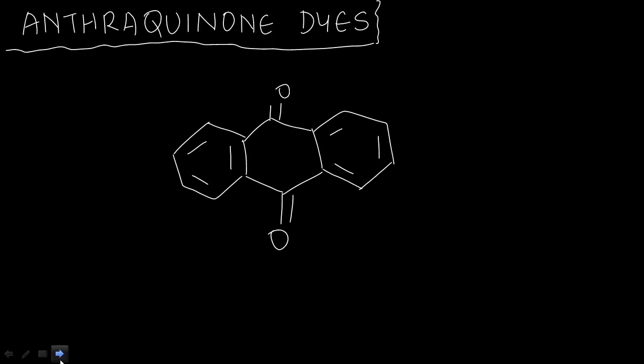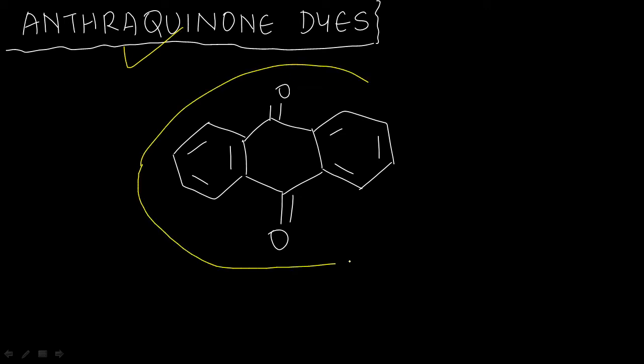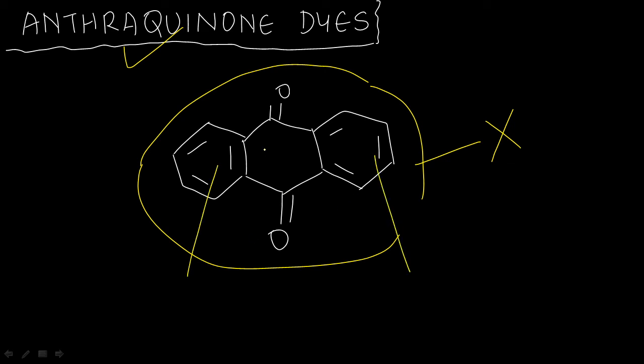The next dye that we are discussing is anthraquinone dyes. As you can see, this is the anthraquinone structure. Like last time, this is the main structural part of anthraquinone dyes. We have two phenyl rings, closed with a ring between, bridged by two carbonyl groups.